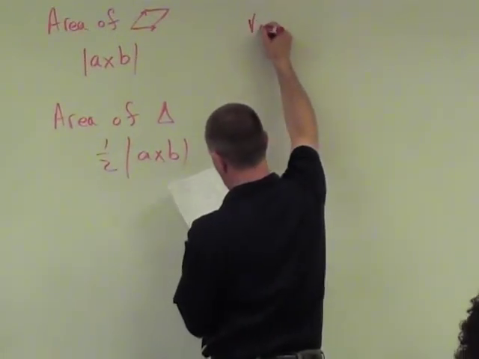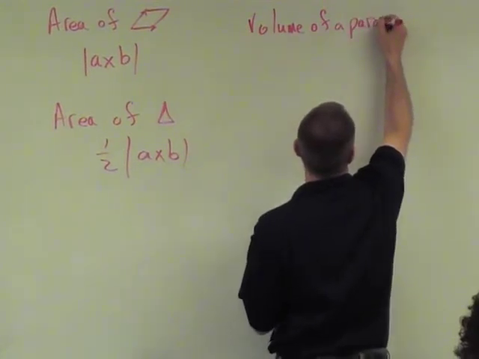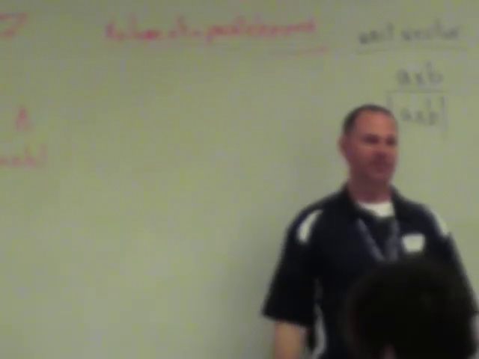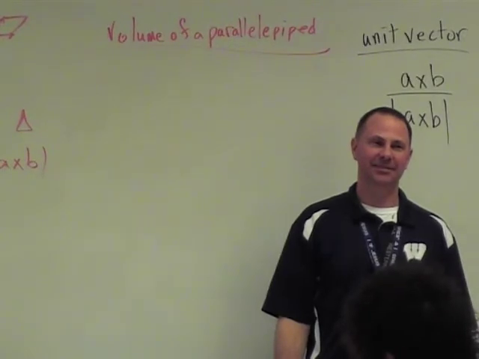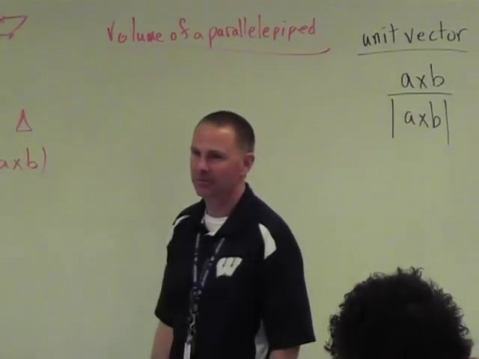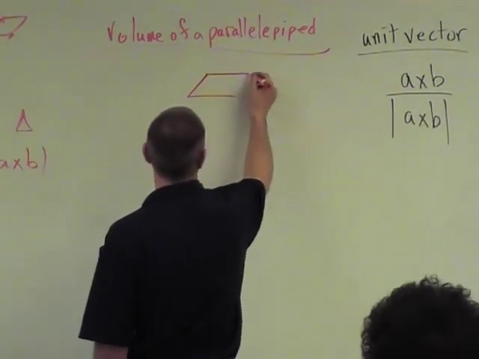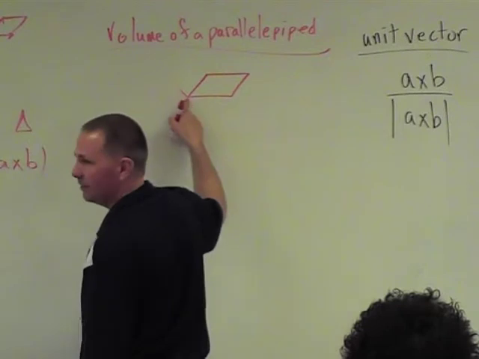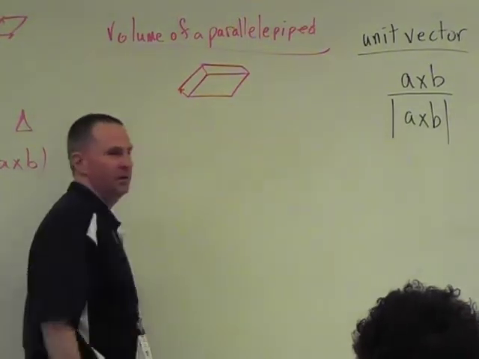How about the volume of a parallelepiped? A parallelepiped is two vectors that make a parallelogram and an orthogonal vector from it that gives it a solid shape.